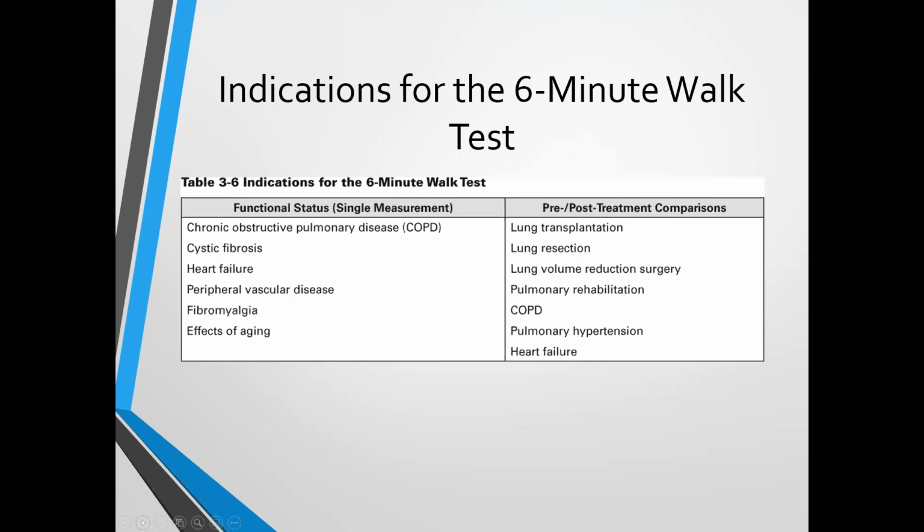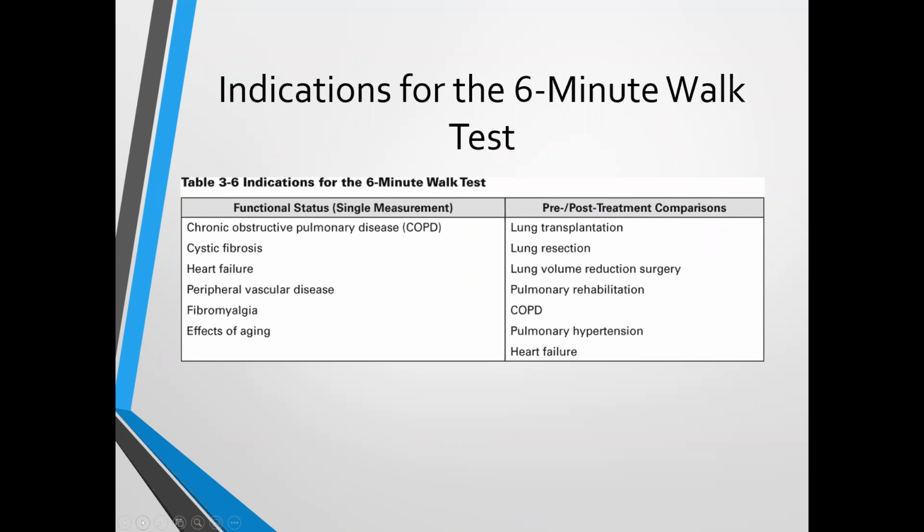Indications, some of them are listed here, but functional status, COPD, cystic fibrosis, not commonly cystic fibrosis, it is, but more COPD, heart failure. And then some of the pre-post, lung transplantation, lung resection, not commonly done, but for a while they would actually go in and take out a portion of the lung through a video-assisted procedure. Many years ago, they used to use lung reduction surgery and things like pulmonary rehabilitation.